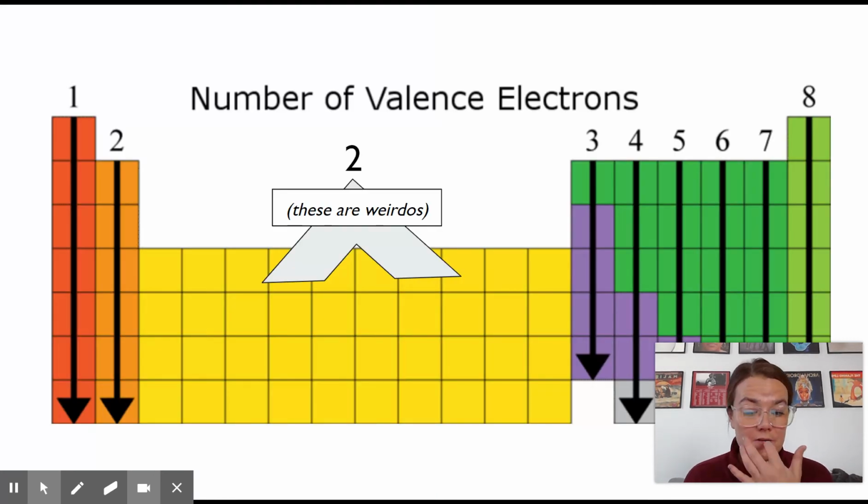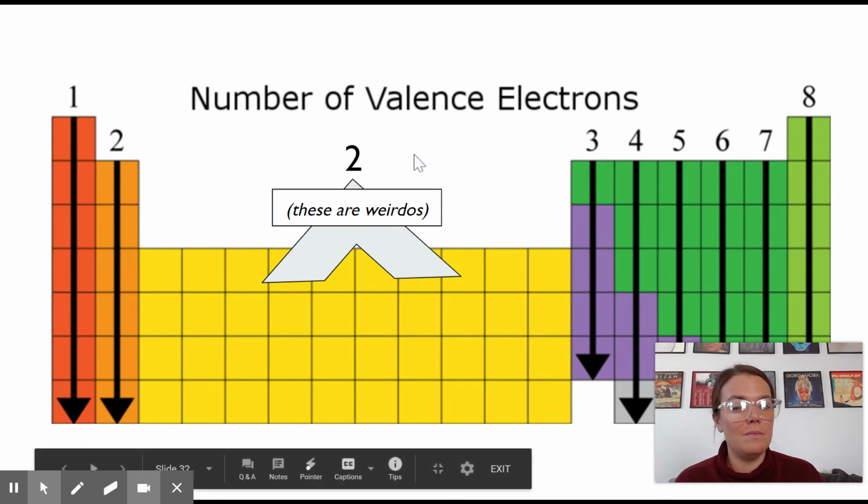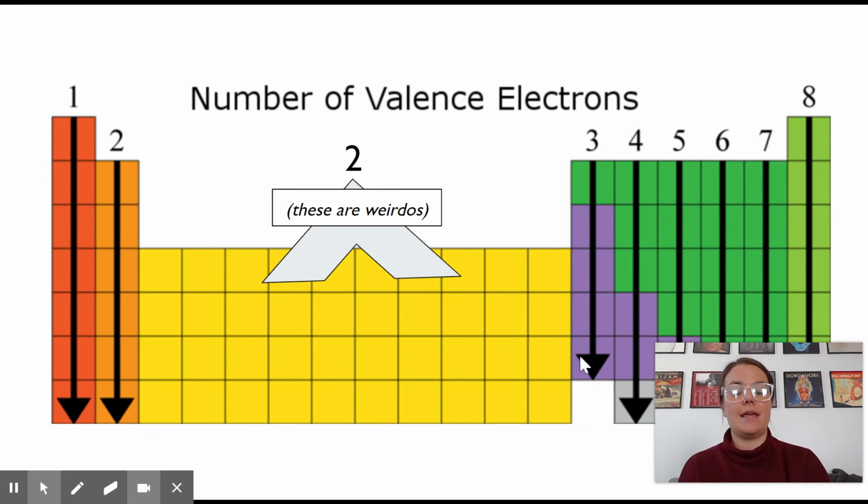So with valence electrons, every element in the first column has 1 valence electron. Every element in the second column has 2 valence electrons. We skip the middle ones, the transition metals, because they are weird. This is the third column. Columns are up and down. Everything in that column has 3 valence electrons. Fourth has 4, fifth has 5, sixth has 6, seventh has 7, eighth has 8. Do we get the pattern? If you're in a particular column, that's how many valence electrons you have.